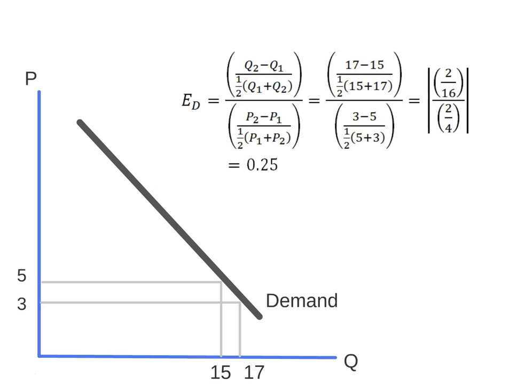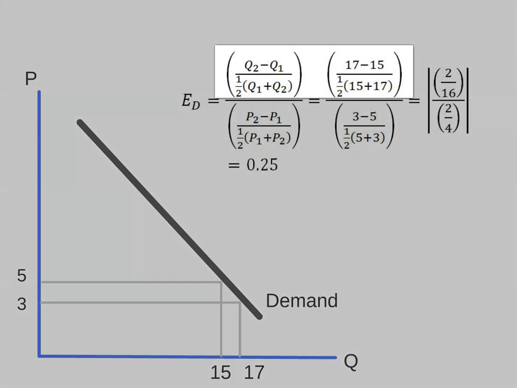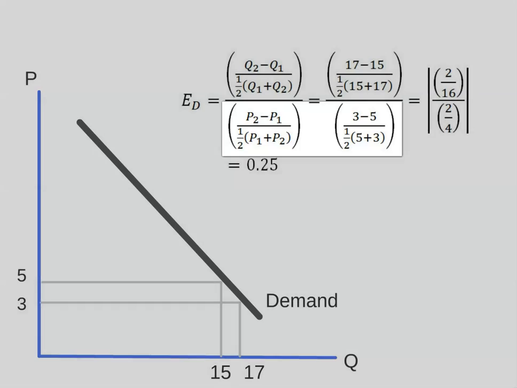Once again, all you're going to do is plug in those price and quantity numbers. On top, that's 17 minus 15 for quantity over 1/2 of 15 plus 17. That's just the average between 17 and 15. On bottom, you've got percentage change in price of 3 minus 5 over 1/2 of 5 plus 3. That comes out to 2/16 on top and 2/4 on bottom, and that comes out to 0.25 for the elasticity of demand. Again, absolute value, no negative number.